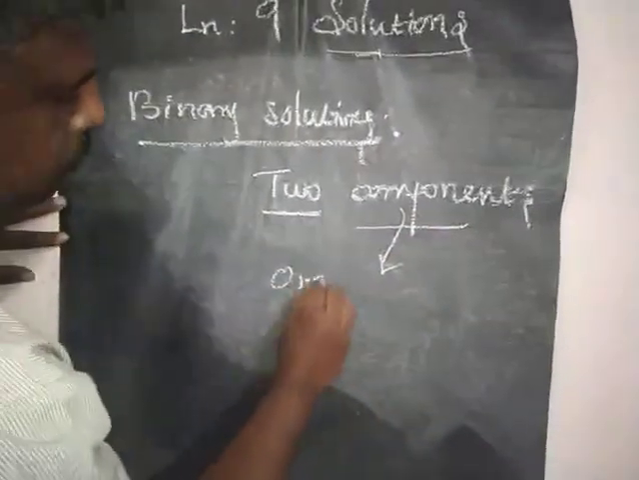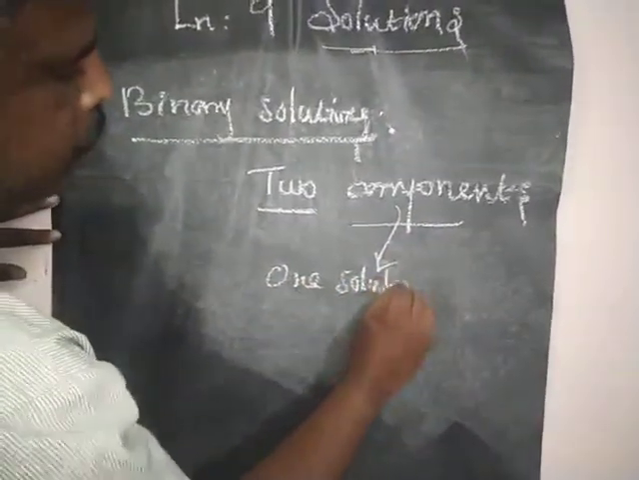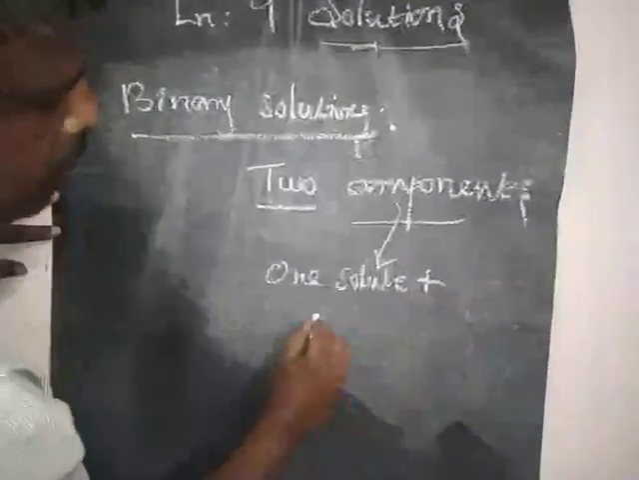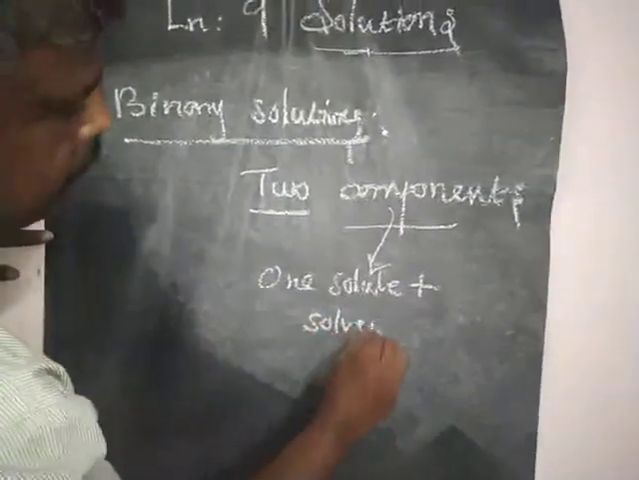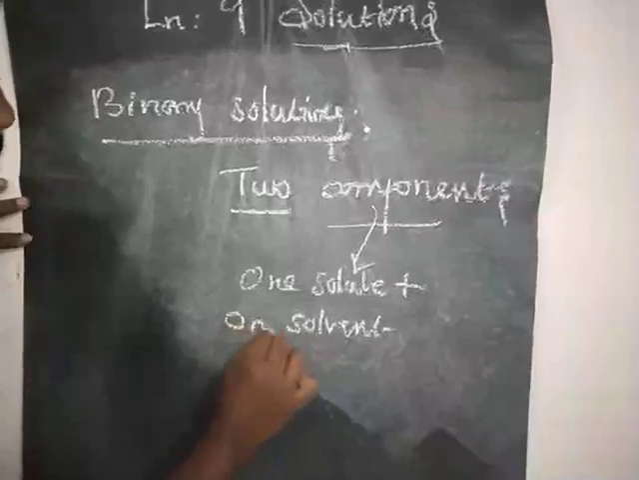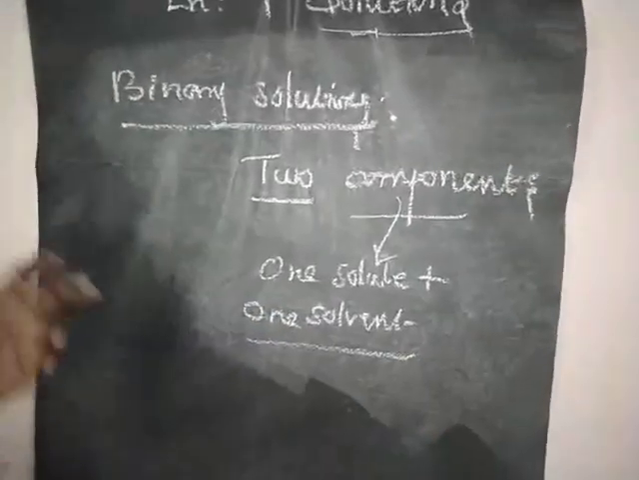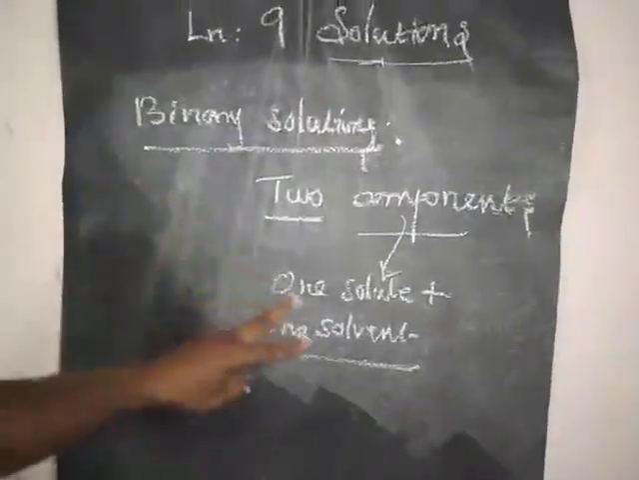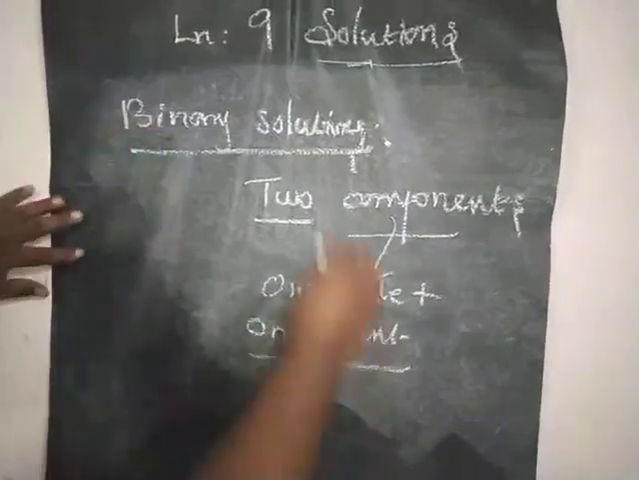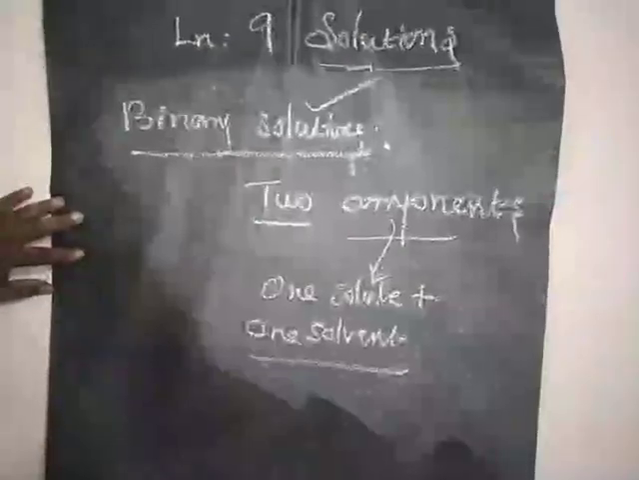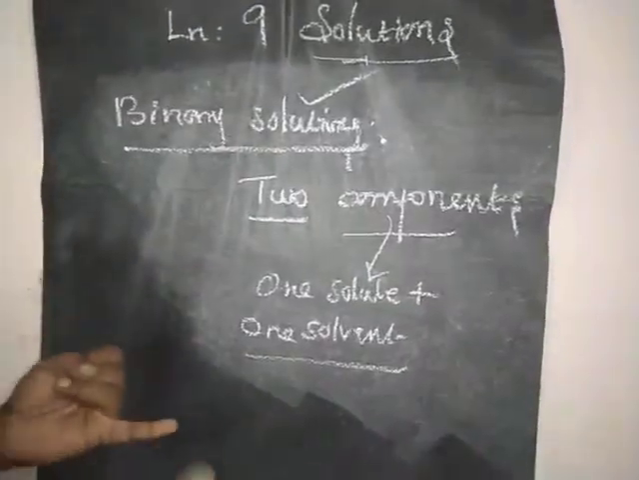What are the two components? One is solute, and the other is solvent. In a solution where two components are present, that solution is an example of a binary solution.